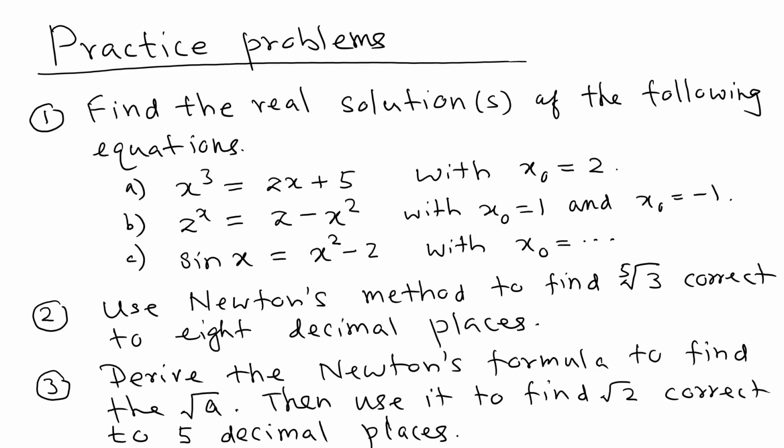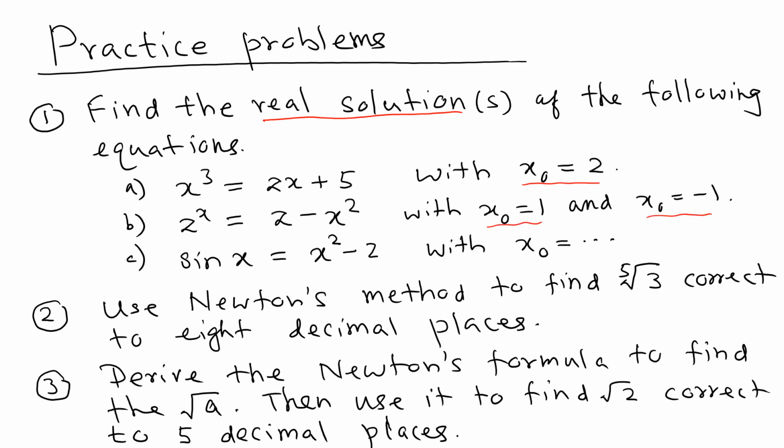Now try to do these 3 problems. The first one is asking, find the real solutions, because you cannot find the complex solution using this technique. Find the real solution of the following equation. So we have x cubed equals 2x plus 3 with the initial guess x naught equal 2, and you know there are 2 other solutions that may be complex, but we just try to find one. And then 2 to the x equals 2 minus x squared with 2 initial guesses, x naught equal 1 and x naught equal negative 1.